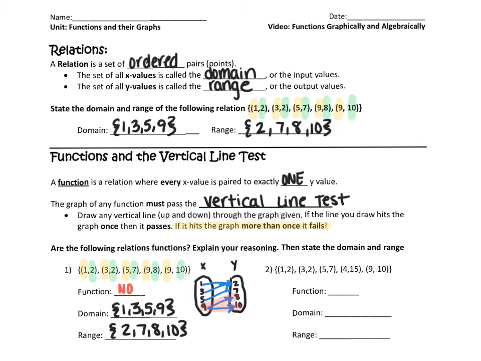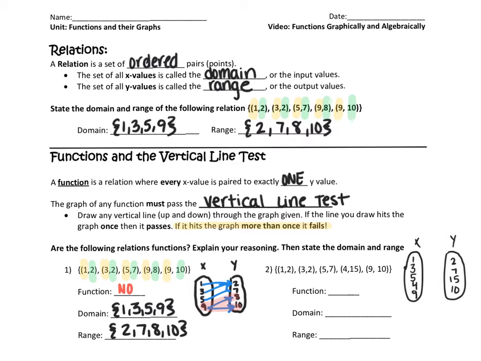Okay, so first you probably wanted to draw a mapping. So we have a mapping of all the x's and a mapping of all the y's. So the x's are 1, 3, 5, 4, and 9. And the y values are 2, 7, 15, and 10. And you want to draw your arrows.